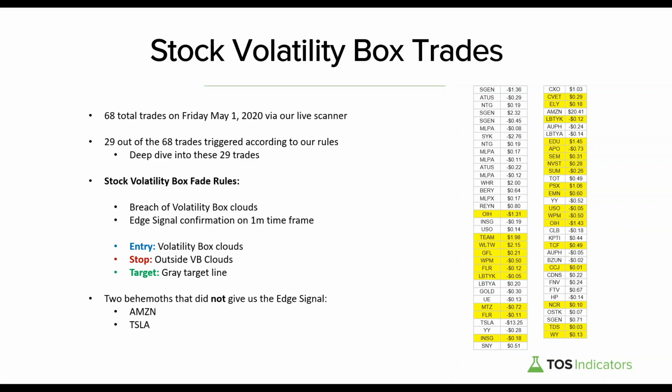The second was Tesla, which I think everyone is now well aware of what happened on Friday. But just in case you're watching this video in the future, Elon Musk came out and tweeted that he thought his stock price was too high, which then caused the stock price to plummet. As that happened, Tesla hit our volatility box levels. We hit our aggressive levels only, not the conservative ones, which would have been the more interesting trade where we would have gotten that edge signal. But off of the aggressive, no edge signal, so no trade.